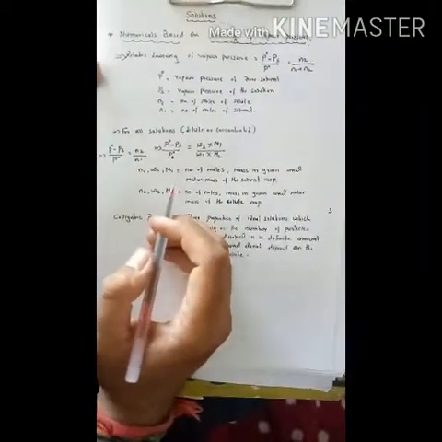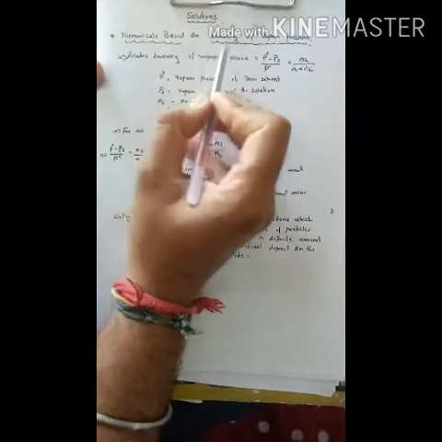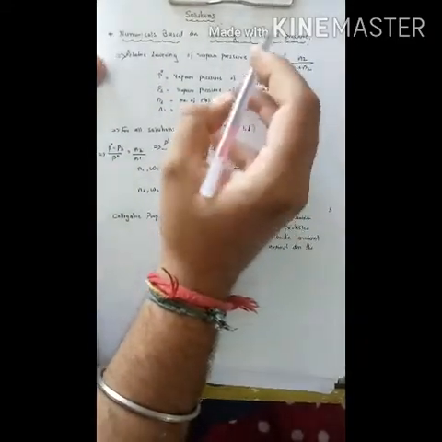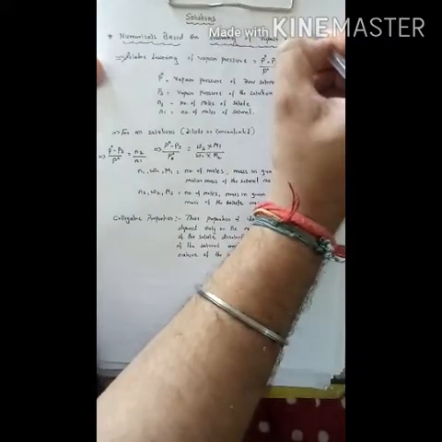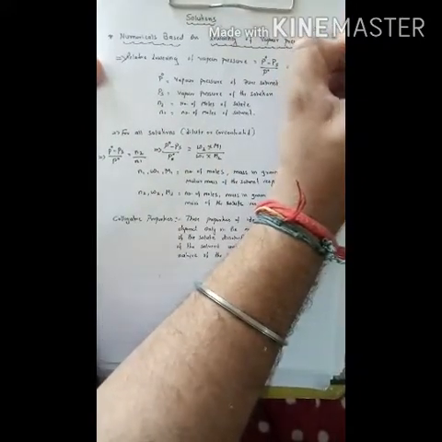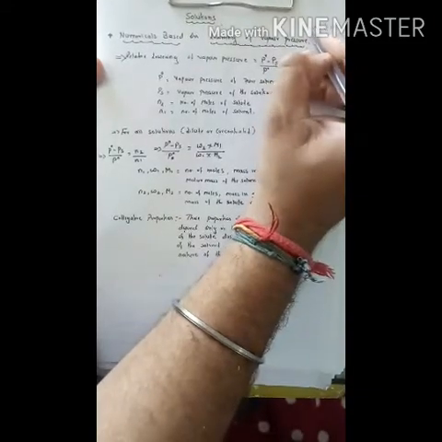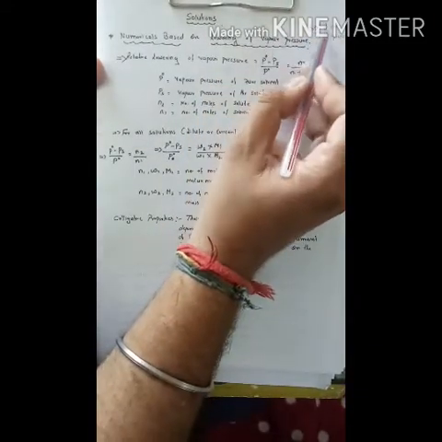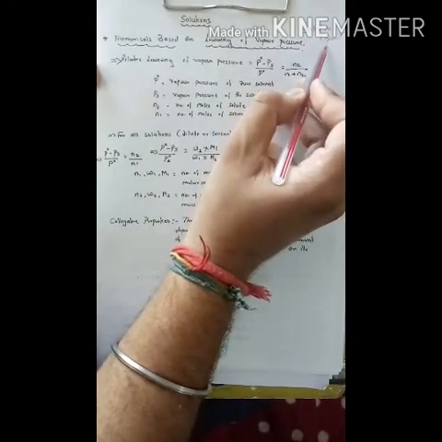Hello friends, welcome back. Today we are going to learn about the numericals based on lowering of vapor pressure. Now, this lowering of vapor pressure depends on the solid in liquid part. So always keep in mind that this equation is based on the solid in liquid. The solid would be a salt, and the liquid, as you know, is the solvent.